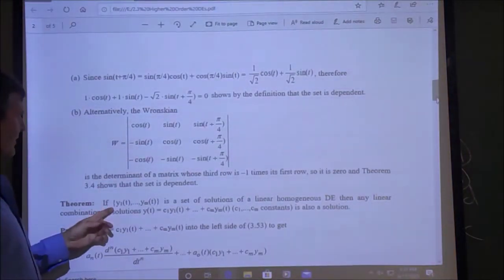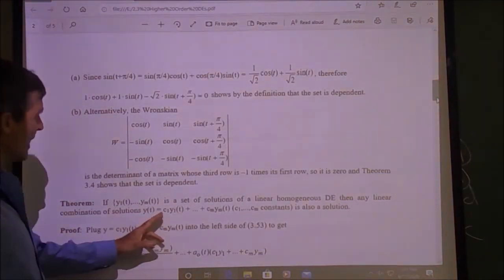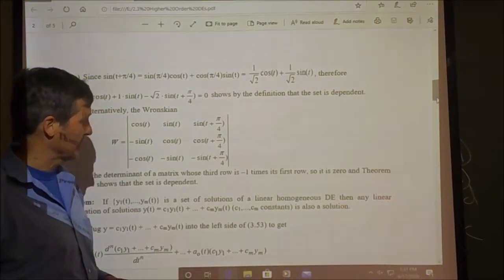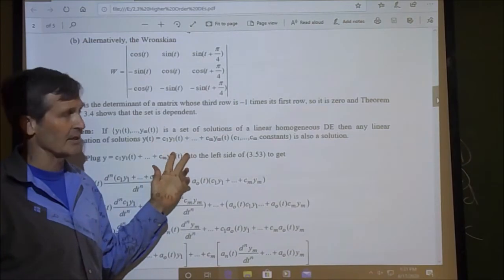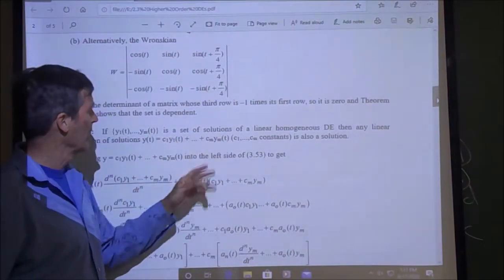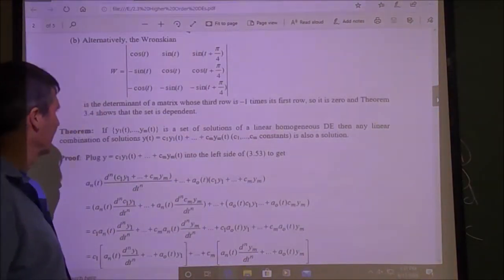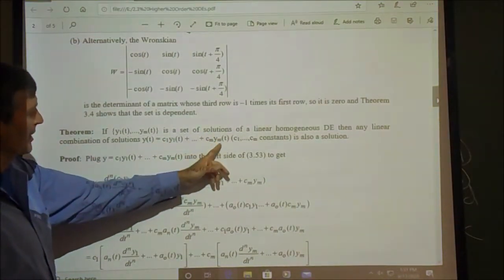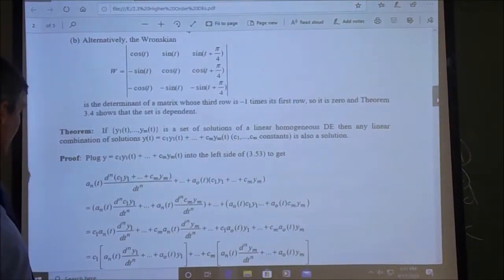We also have this nice result that if you have a set of solutions, any linear combination of them is also a solution. The proof is analogous to the proof that we did last time for second order equations. You just do exactly the same proof with nth order equations and m independent solutions, and you can show that a multiple of one plus a multiple of another plus dot dot dot a multiple of another is a solution whenever the individual functions are solutions.